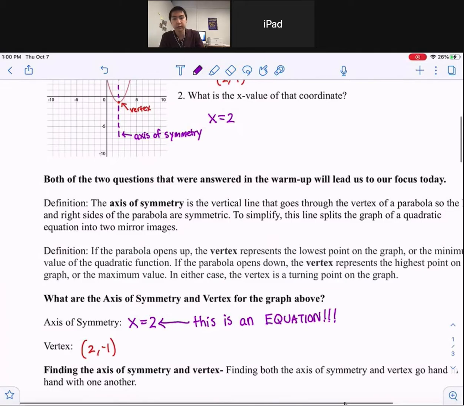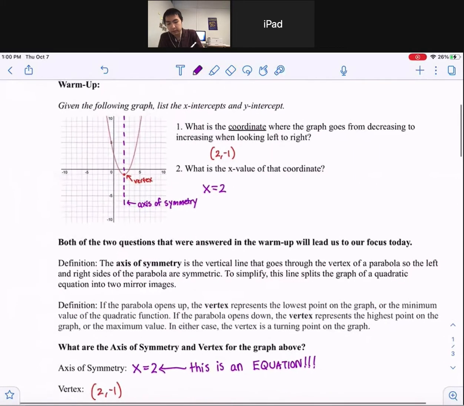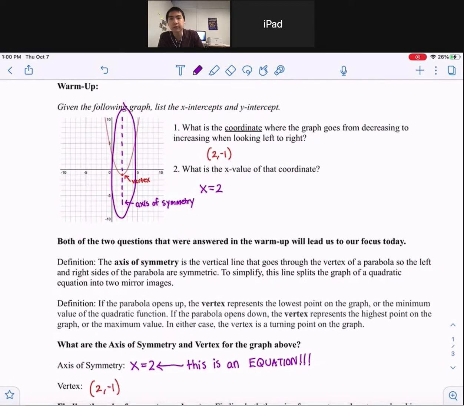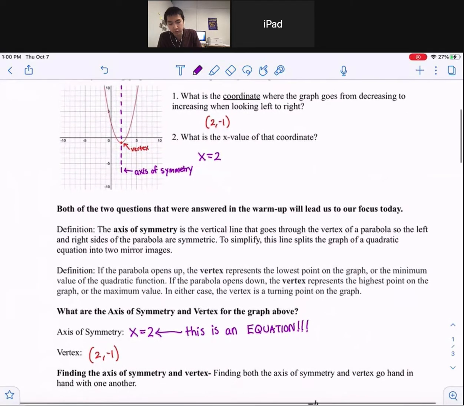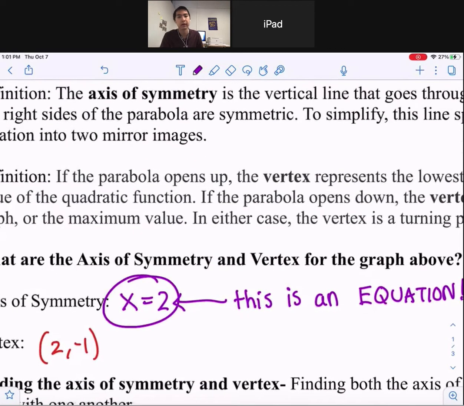And if you guys take a look at this axis of symmetry, it's a dotted vertical line. And to represent a vertical line in math, you have to write the equation x equals that number. And for us, it's x = 2. You can't just write 2 for the axis of symmetry. It's an equation, so you have to write this whole thing: x = 2.